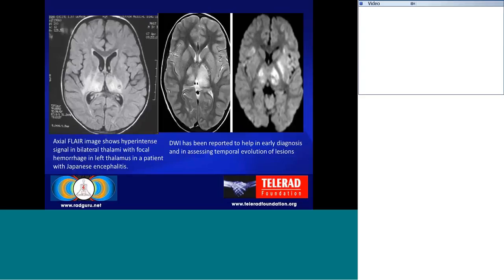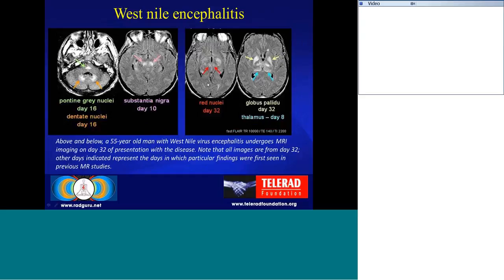So this is a patient of Japanese encephalitis. We see that there's bilateral thalamic involvement. These are FLAIR images, bilateral thalamic involvement, and there are focal areas of hemorrhage in the left thalamus. So we do a diffusion weighted image, and we can see that there is asymmetrical hyperintensity involving the thalamus, and also it's for follow-up assessment of lesions. So as I already told, the diffusion weighted images are more sensitive in detection of abnormality. This is a Japanese encephalitis where there is a thalamic involvement.